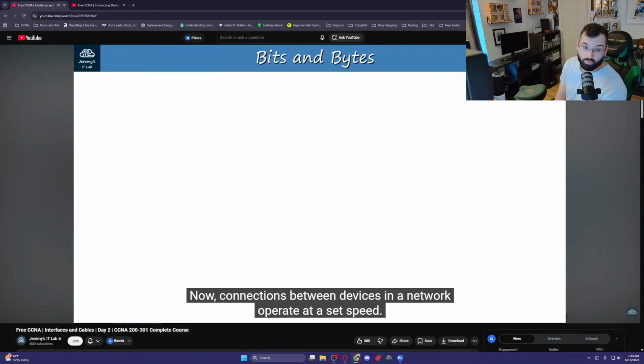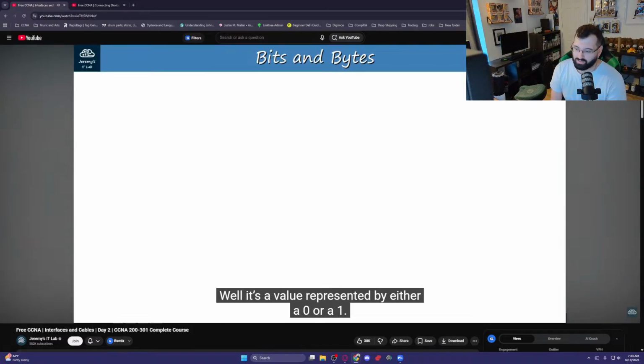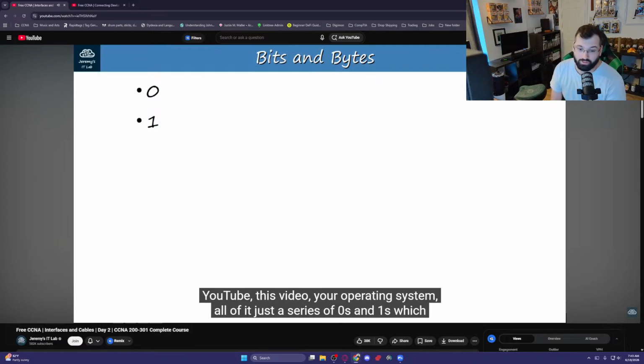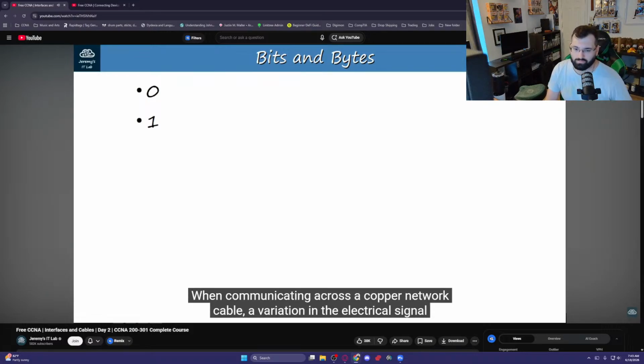Now, connections between devices in a network operate at a set speed. These speeds are measured in bits per second. So what is a bit? Well, it's a value represented by either a 0 or a 1. This binary code is how computers work. This YouTube video, your operating system, all of it is just a series of zeros and ones, which your computer interprets. When communicating across a copper network cable, a variation in the electrical signal is interpreted by the receiving device as a 0 or a 1.